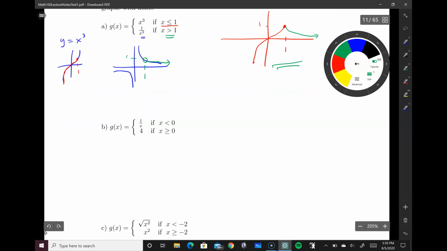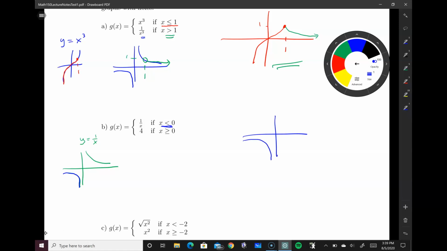So here I have the graph of y equals 1 over x. It looks like this and this. And so what part of this graph do I want? I want when x's are smaller than 0. So all of that. So I'm going to bring it over here and put it in part of my solution graph.